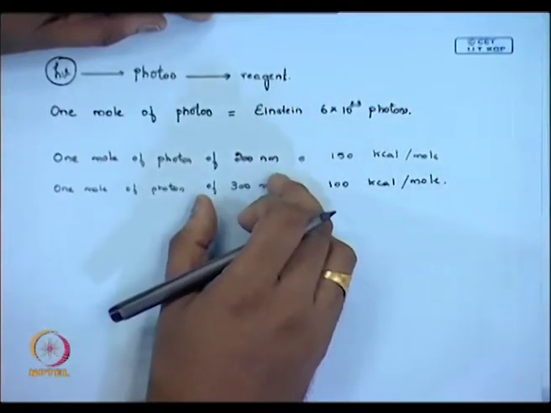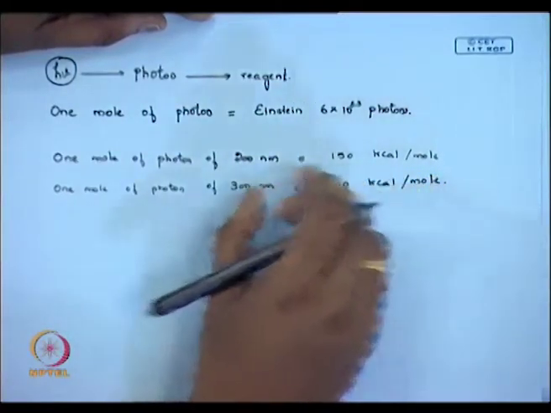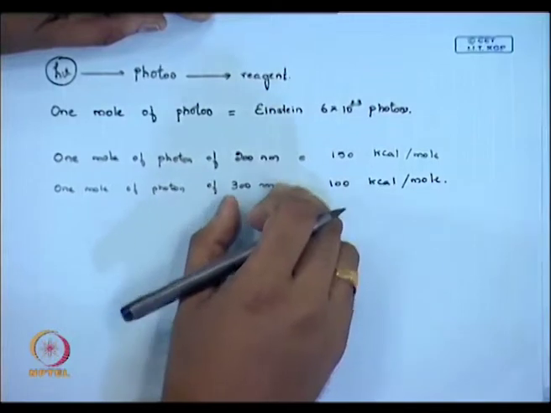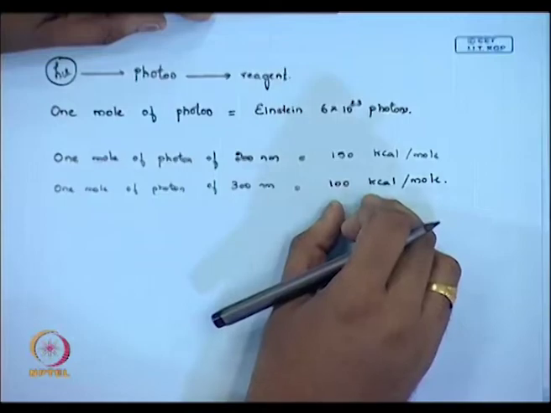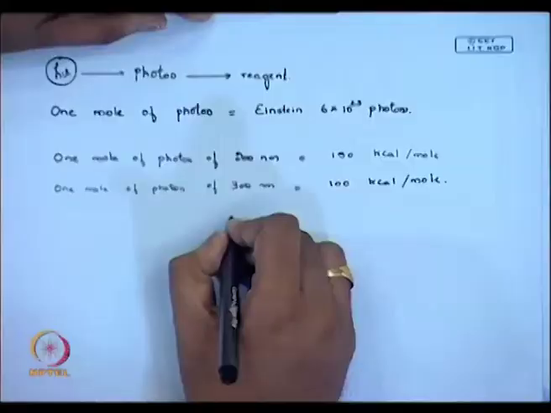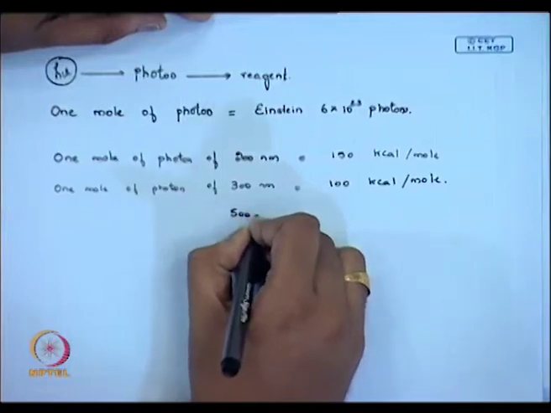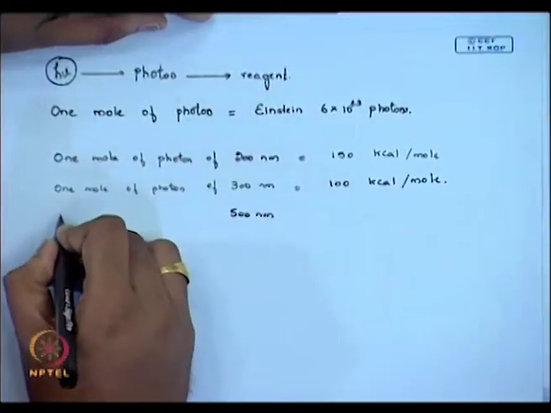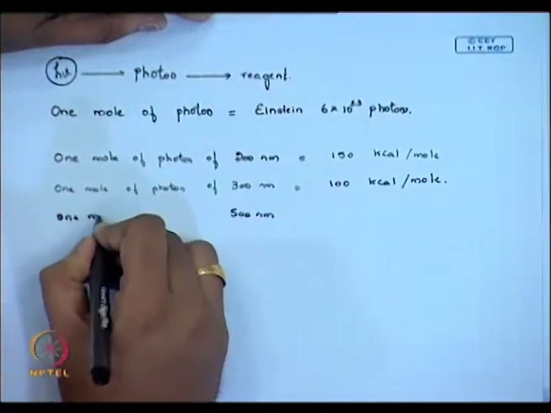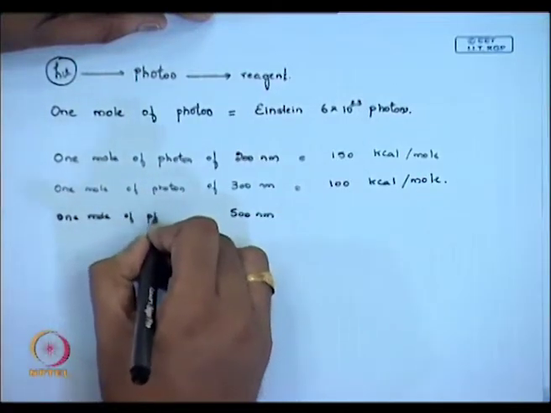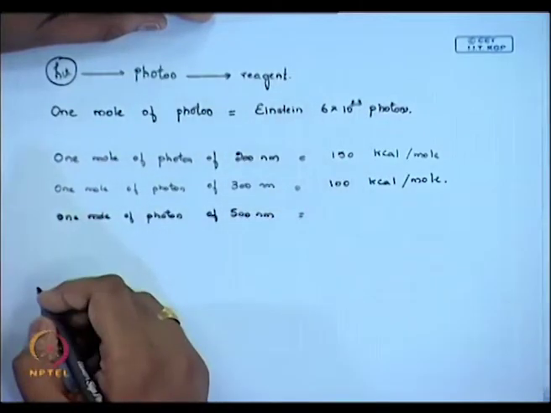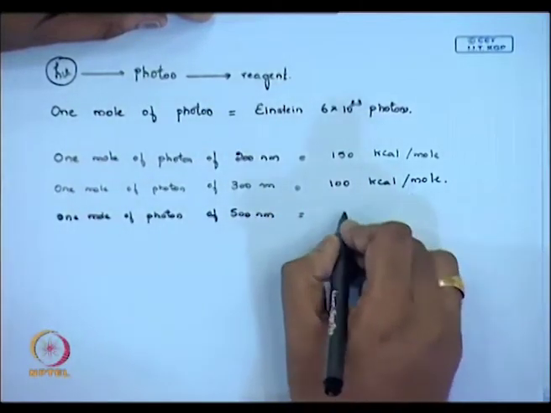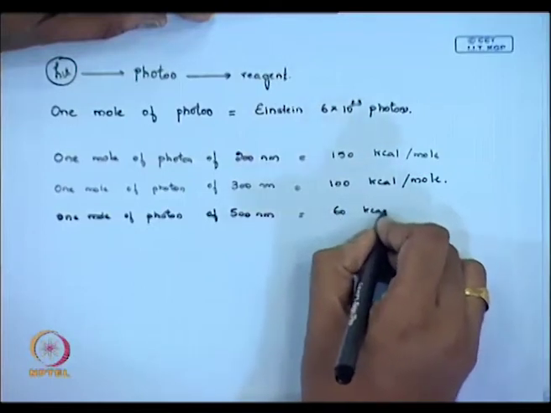So, you have 300 nanometer, you have 150 kilocalories. If I increase by 100 nanometer, I am decreasing my energy by 50 kilocalories, which is nice. Now, same way, if I go to 500 nanometer, for example, I see how much 1 mole of photon of 500 nanometer corresponds to. Then you can say it is 60 kilocalories per mole.